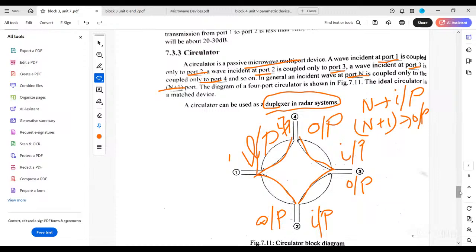Okay, so we completed today block 3, unit 6, unit 7. If you prepare this one, you will attempt one essay question and one short pattern from this block. Today's class completed. We'll see in the next class.